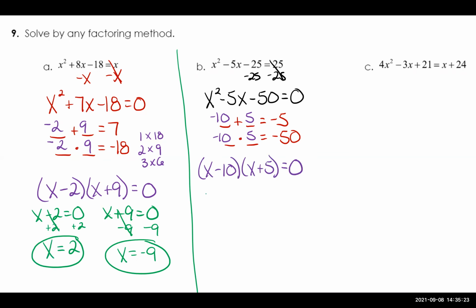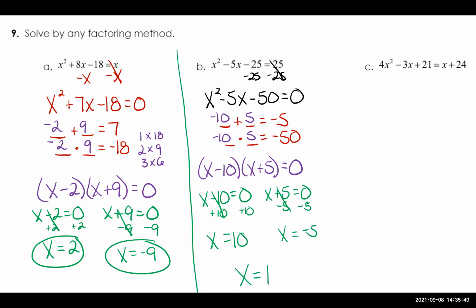And then we are going to set each of these factors or parentheses equal to 0 and solve. So I'll add 10 to both sides, get x equals 10. Subtract 5 from both sides, and x equals a negative 5. You can either write your answers out as two separate numbers, or it might be easier to just make a list and write it as 10 comma negative 5.